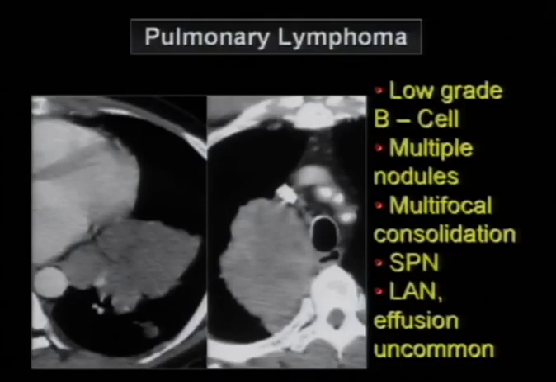It's in distinction to lymphoma elsewhere. Usually when you're thinking about the mediastinum, you see mediastinal and hilar lymphadenopathy. When it's occurring primarily in the lung, it tends not to be accompanied by lymph nodes elsewhere. Tend not to see effusion very much either. It does happen, but it's uncommon.